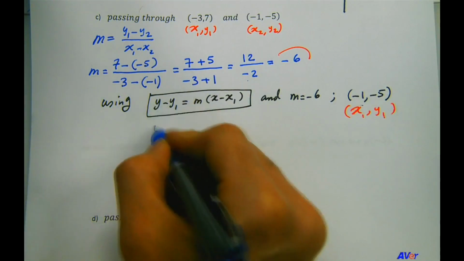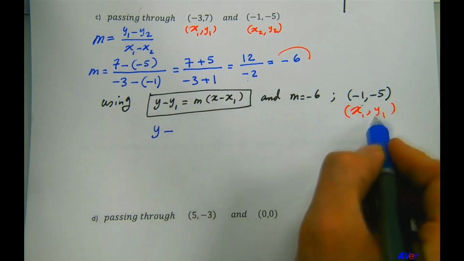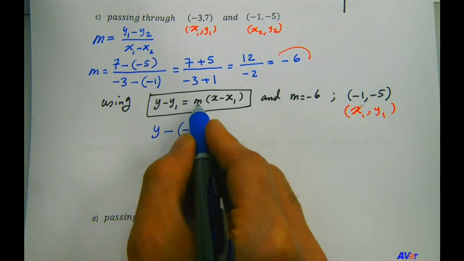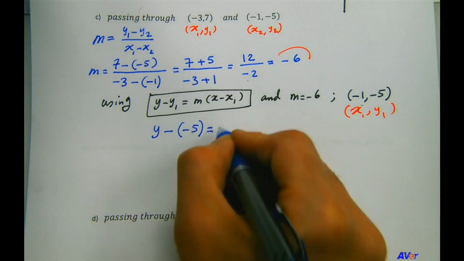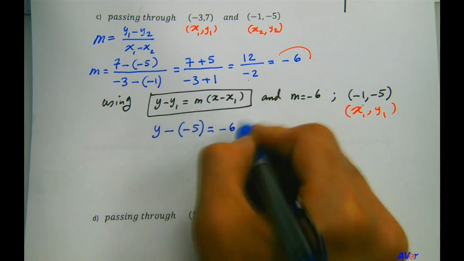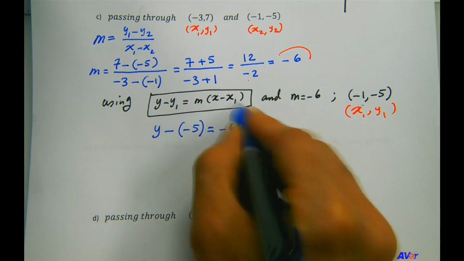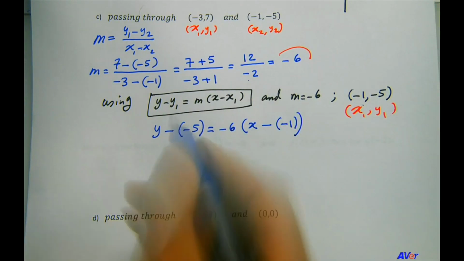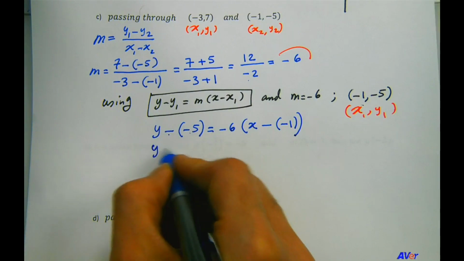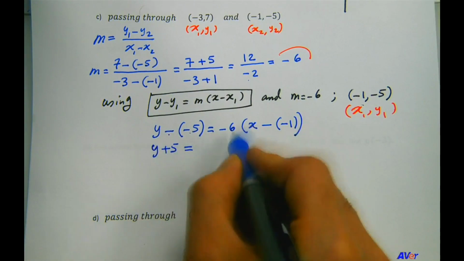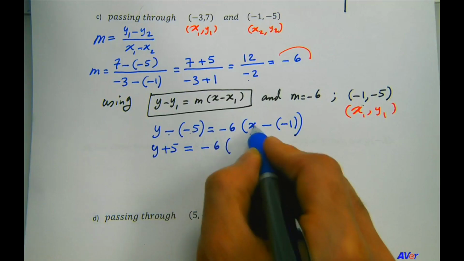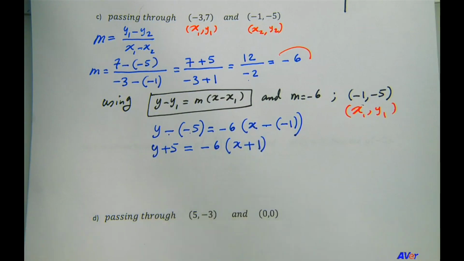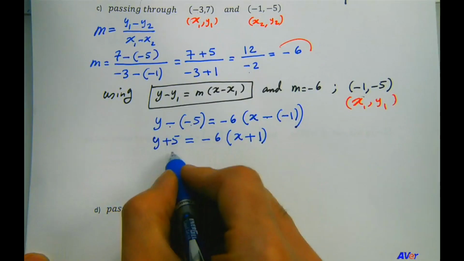So y minus y1. y1 is -5 equals m, which we found to be -6, times x minus x1, which is -1. Okay, so let's simplify. Minus minus 5 is plus 5 equals -6 times x minus minus 1. That is +1. Okay, so let's distribute.